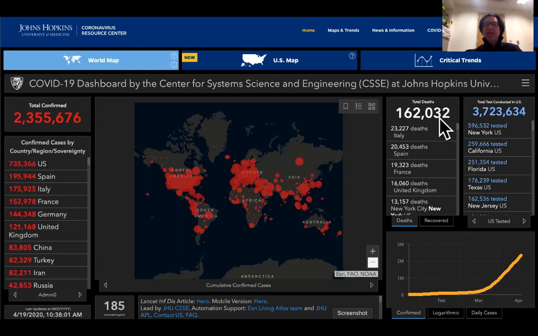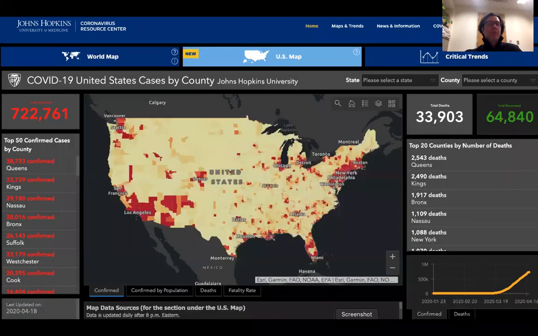Again, a pandemic infection that is resulting in worldwide morbidity and mortality, as well as a disruption of all aspects of our lives. When we drill down to the United States, there are over 700,000 cases as of yesterday and almost 34,000 deaths. The death rate in the United States appears to be doubling about every week or so.